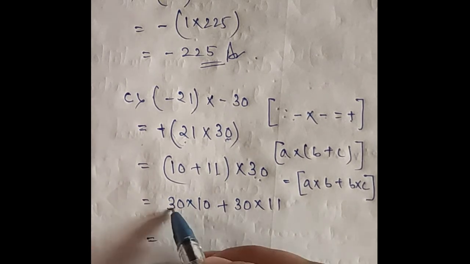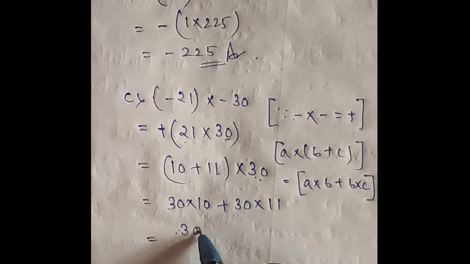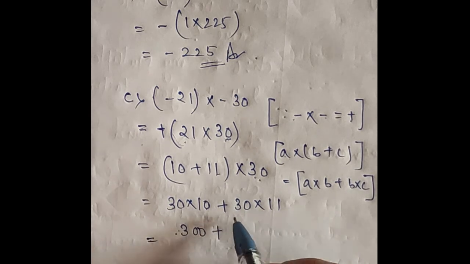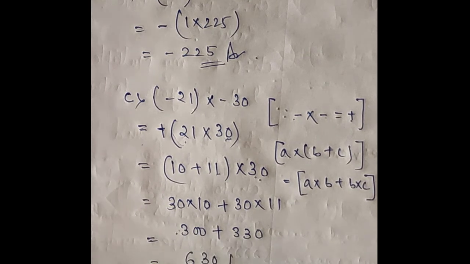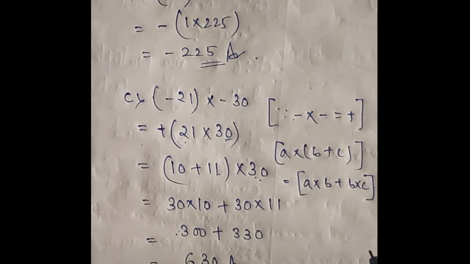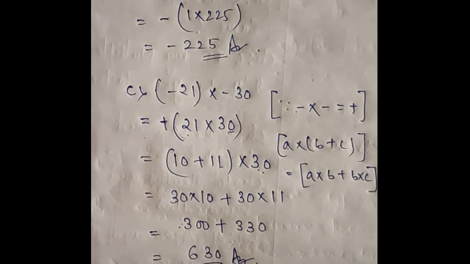So 30 into 10 is 300, plus 30 into 11, which is 30 into 10 is 300, and 30, so 330. So now it is easy: 630. So this will be the answer. 630 is your answer. Okay.